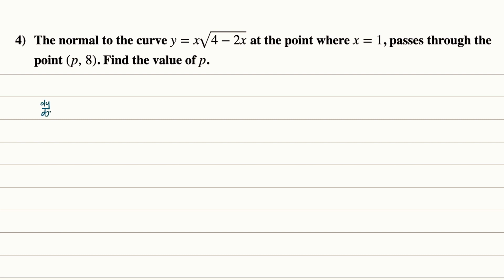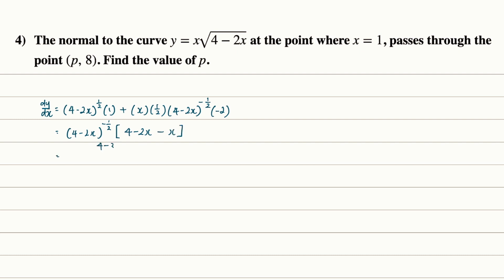We are going to use the product rule because it's a product of 2 terms. Keep the second part, which is 4 minus 2x power half, differentiate the first part, which is 1, plus keep the first part, which is x, and differentiate the second part using the chain rule, which gives us half 4 minus 2x power minus half multiplied by minus 2. Factorizing out the smallest term, which is 4 minus 2x power minus half, we can then multiply it with 4 minus 2x minus x. By simplifying further, we will then have 4 minus 3x over square root 4 minus 2x.